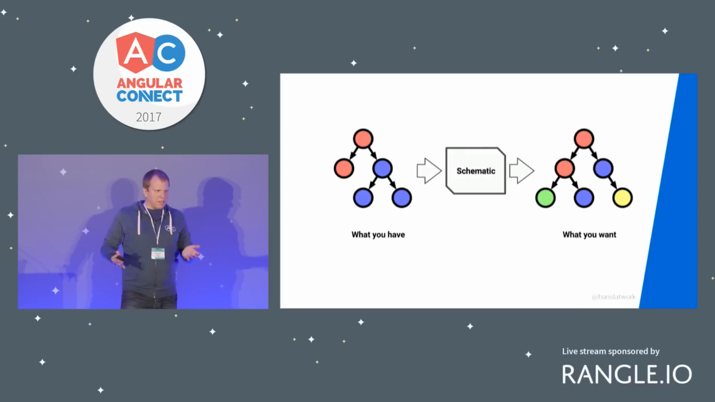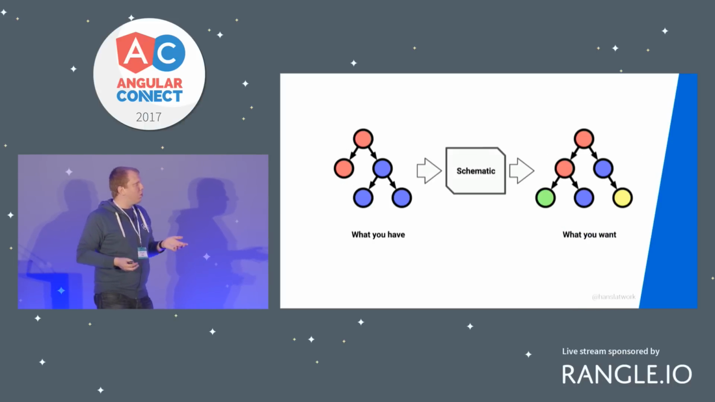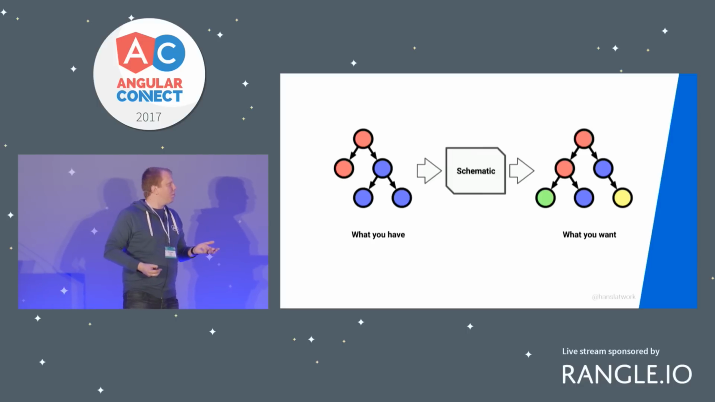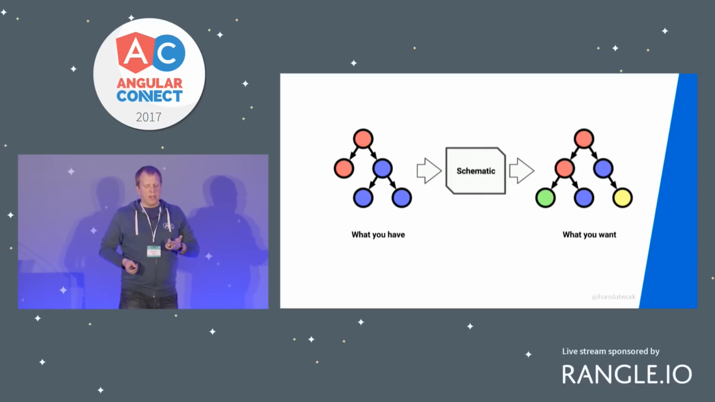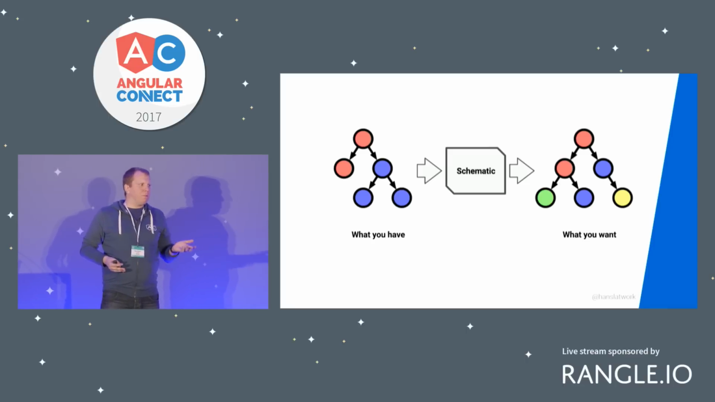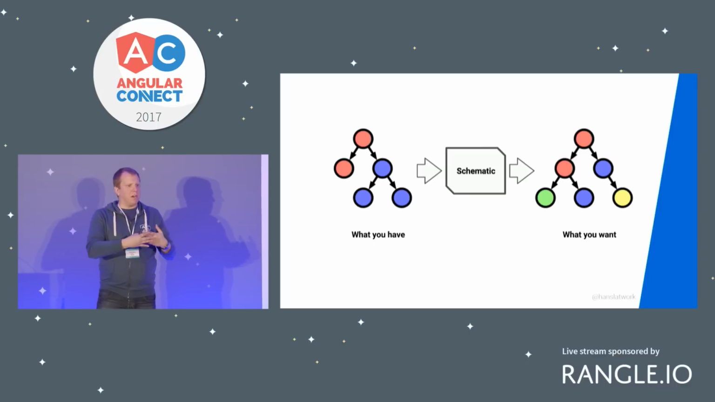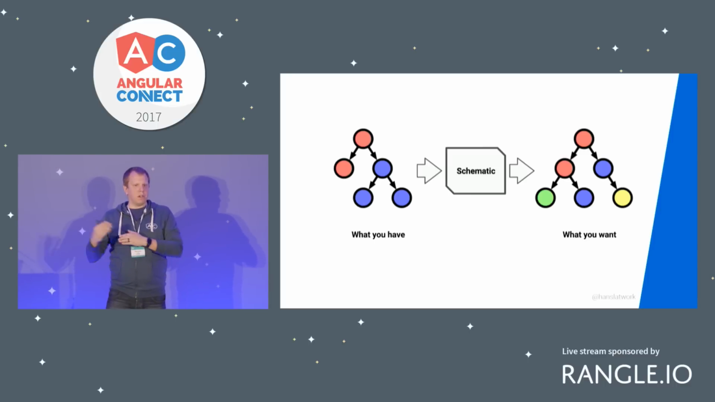And so schematics are basically just a rule, and we'll see what a rule is a little bit later, that takes an input tree and an output tree. And a tree is basically just a map of directories and files to their content.